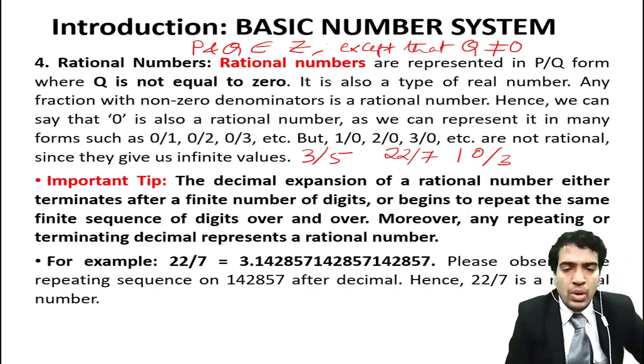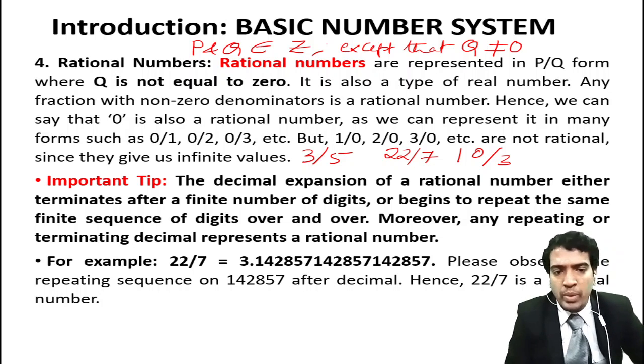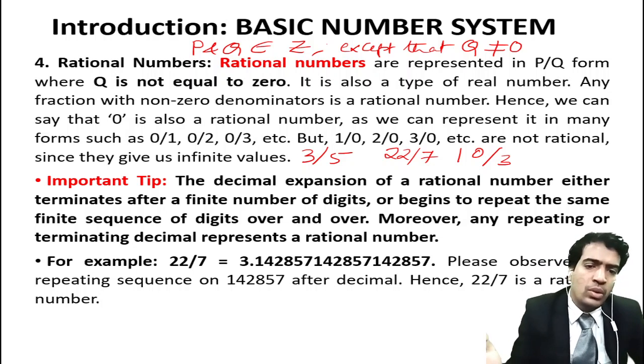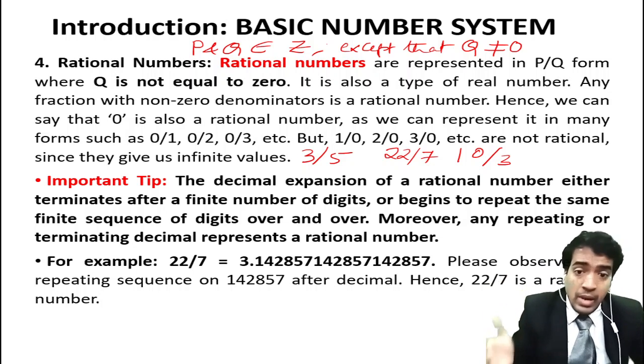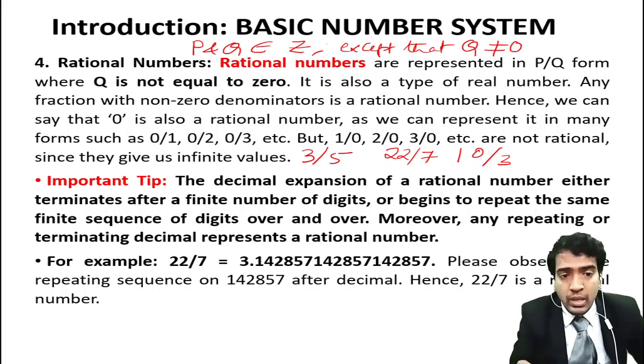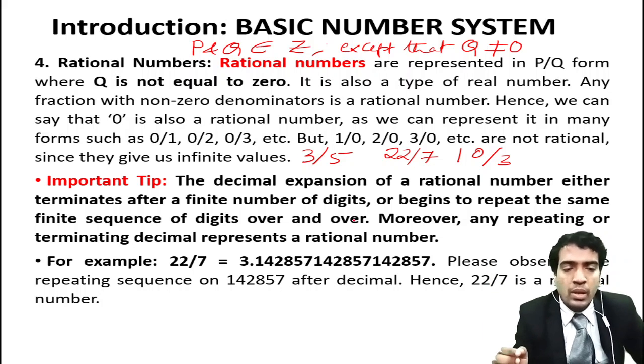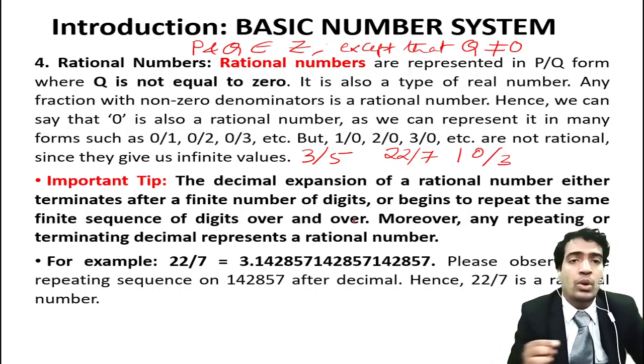Okay. So you have all these numbers 0 by 1, 0 by 2, 0 by 3, all of them give the value 0, but they are rational numbers. Rational numbers also contain the number 0. However, the numbers 1 by 0, 2 by 0, 3 by 0, they are not rational numbers because they are not defined in mathematics.